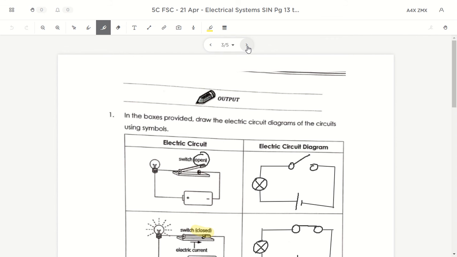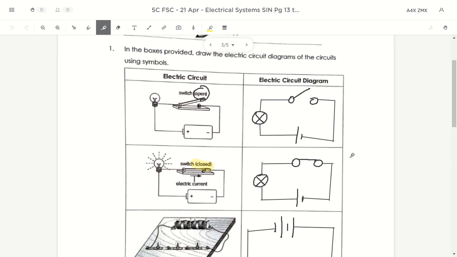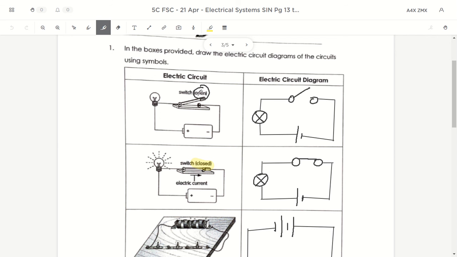Now we will look at how we draw a full circuit diagram. Let's look at the first one. It is an open switch, that's why there's an open switch here as well. When you are drawing circuit diagrams, always start by drawing down the parts where they are. If the bulb is here, I draw it here. If the switch is here, I draw it here. The battery is here, I draw it here. I don't change the position. I put it where it is. It's like a photocopying machine.